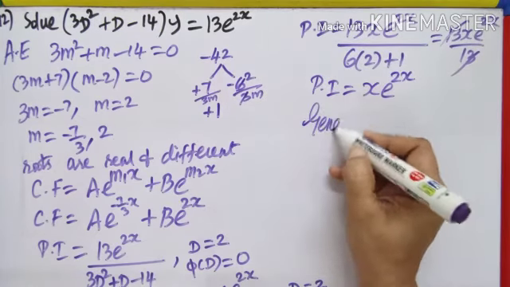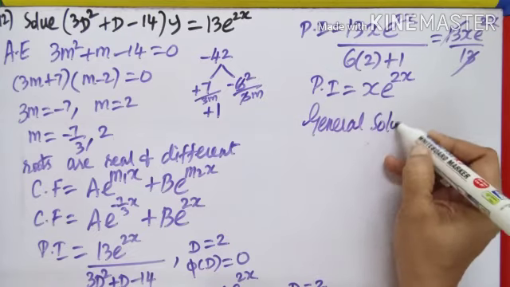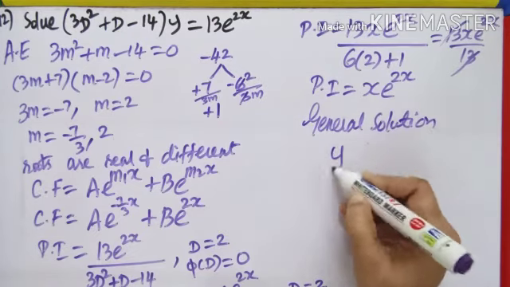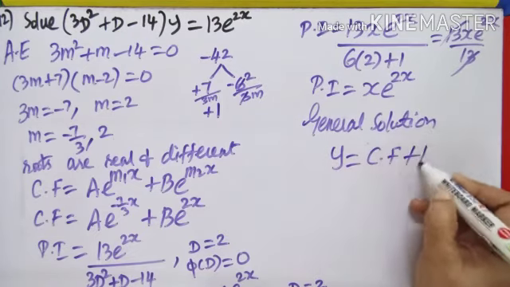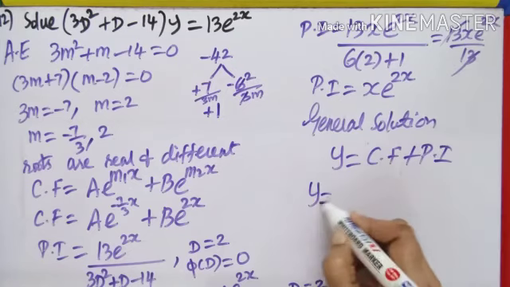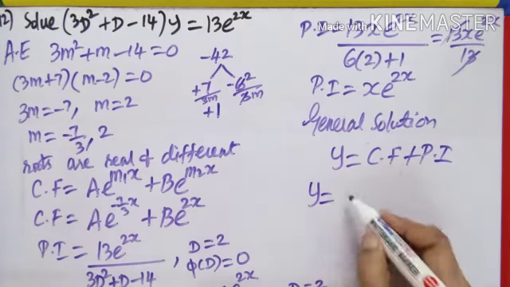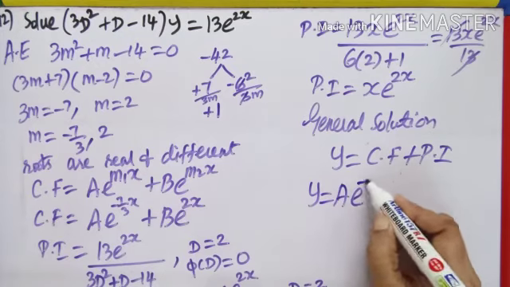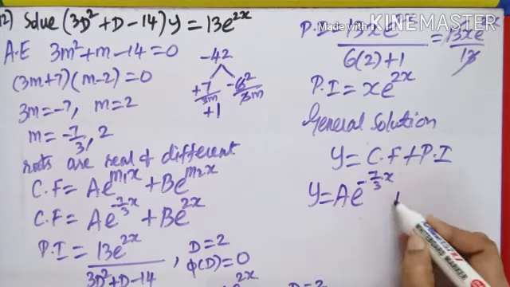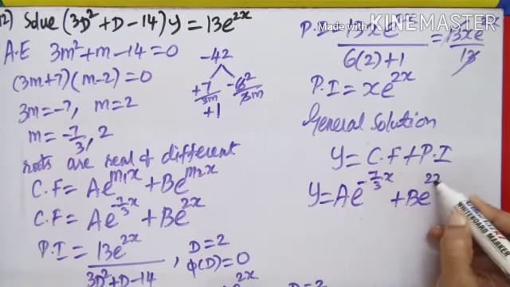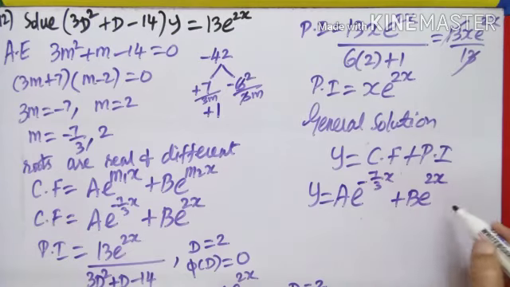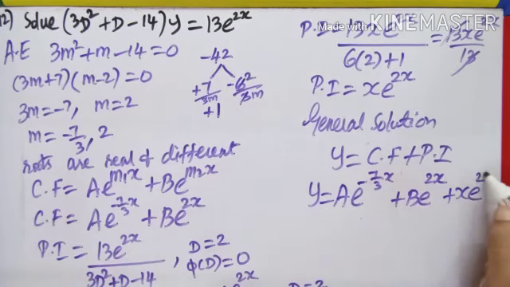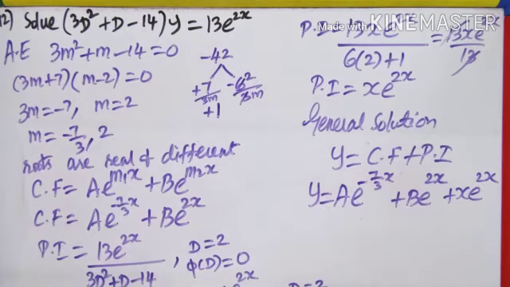Now, we write the general solution. The general solution is y equals CF plus PI. y equals A e^(−7x/3) + B e^(2x) plus the particular integral x e^(2x), and that is the final answer.